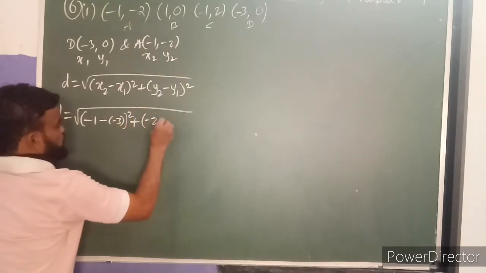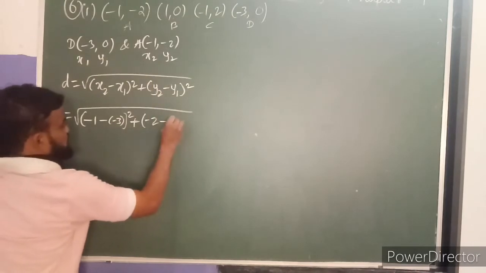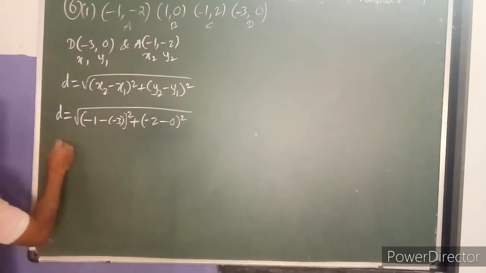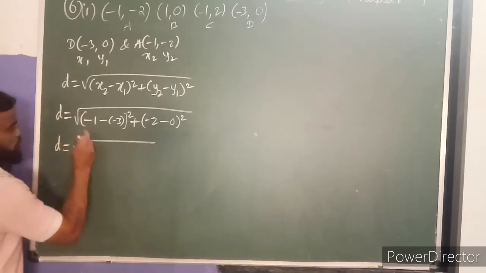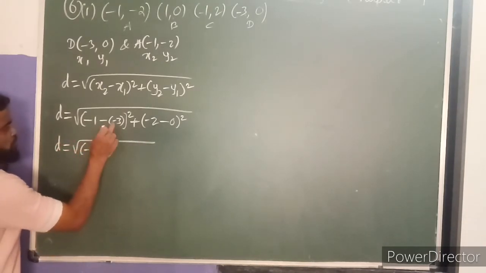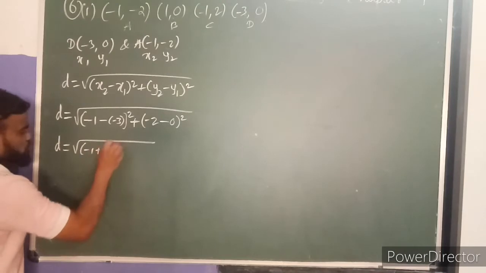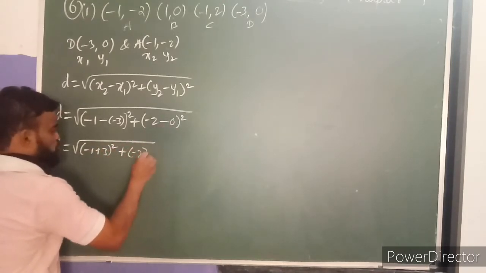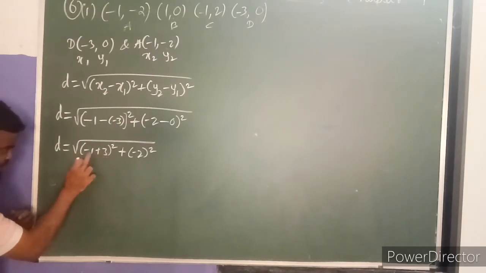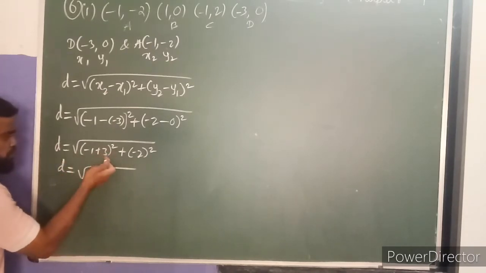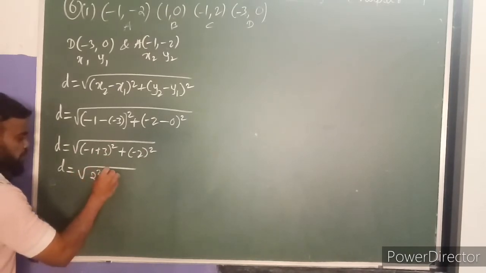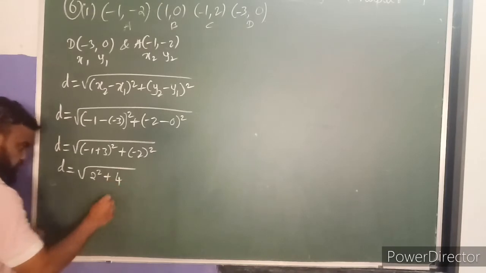Y2 is -2 with the minus sign. What is Y1? Y1 is 0 here. So again D is equal to the root of (-1 minus -3) whole square plus (-2 minus 0, that is -2) whole square. Then 3 minus 1, we have to subtract. What will we get? 3 minus 1 is 2 whole square, and (-2) whole square is 4.